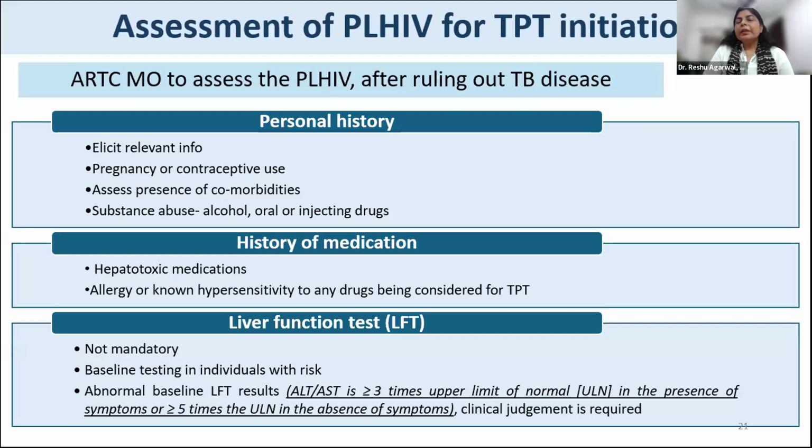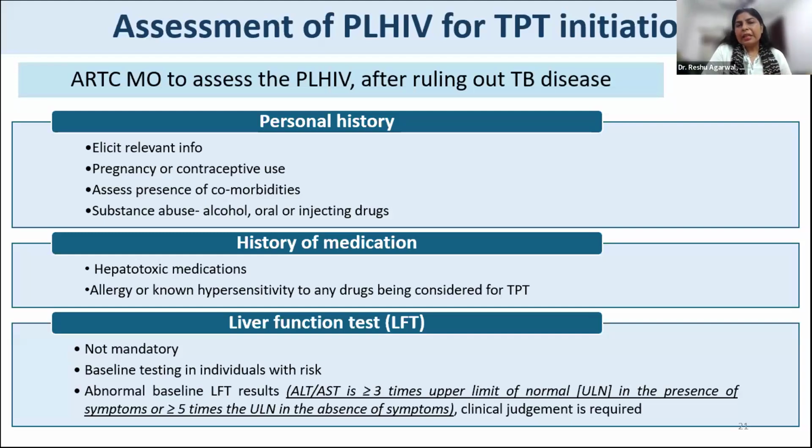So once the screening for TB symptoms has been done and the TB disease has been ruled out, in such cases, the ART-MO needs to do a proper assessment of the PLHIV for TPT initiation. And obviously, for all the new PLHIV, these assessments are part of the baseline workup. So this is something not new for the ART medical officer. These all are part of your regular history taking, regular workup, which you do for all the PLHIV. But especially from the TPT point of view, these are some of the things which you need to really focus on. One is the personal history. You just take the relevant information which you anyways do.